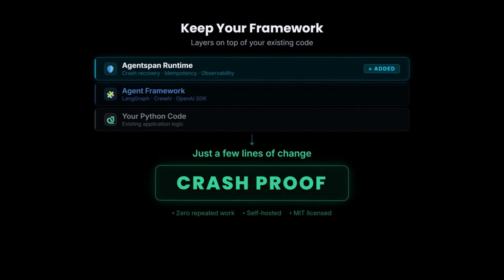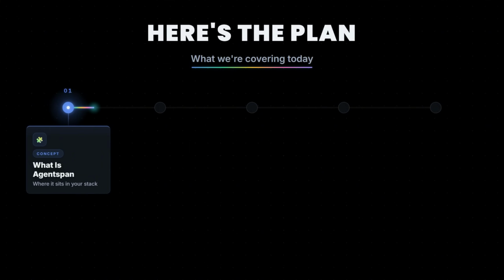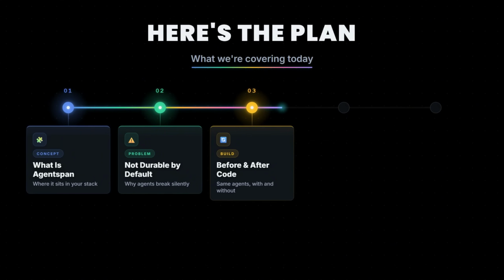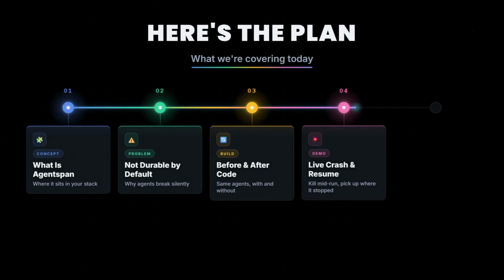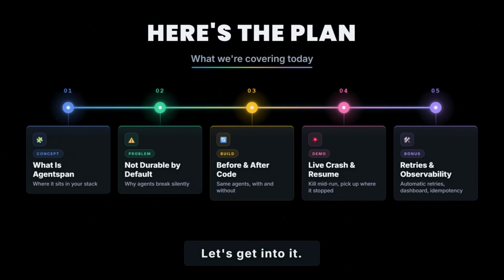Let's get into it. So here's what we will cover. First, what Agentspan is and where it sits in your stack. Second, why your agents aren't durable by default. Third, before and after code. We will see the same agents with and without Agentspan. Fourth, a live crash and resume demo. And fifth, what else you get, like automatic retries, observability, and tool idempotency.